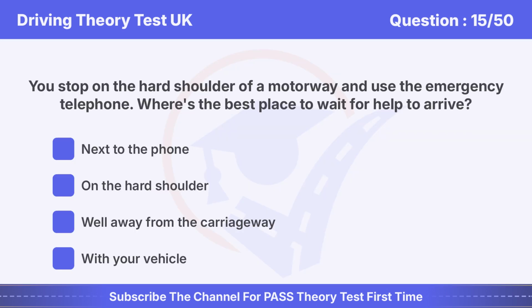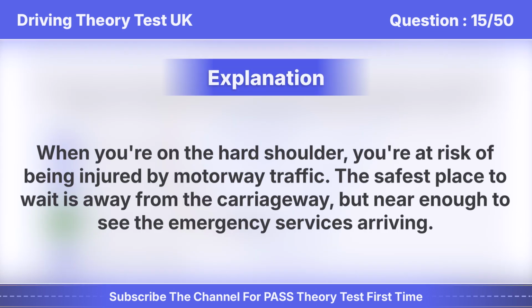Question 15. You stop on the hard shoulder of a motorway and use the emergency telephone. Where's the best place to wait for help to arrive? Answer is C, well away from the carriageway. When you're on the hard shoulder, you're at risk of being injured by motorway traffic. The safest place to wait is away from the carriageway, but near enough to see the emergency services arriving.